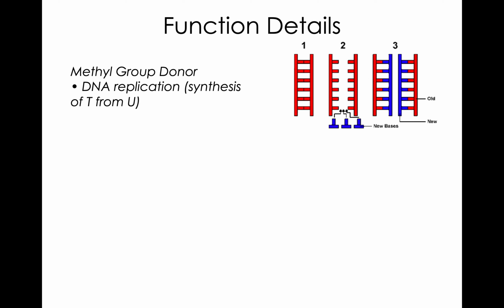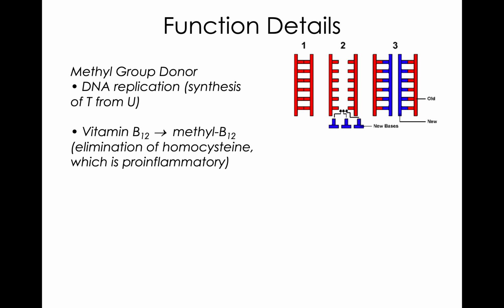Another important methyl transfer process involves the methylation of vitamin B12, cobalamin, to generate the bioactive form methylcobalamin, which plays a critical role in converting homocysteine to the amino acid methionine, which is just a methylated version of homocysteine. This is important as elevated homocysteine levels are pro-inflammatory and known to impact cardiovascular health.